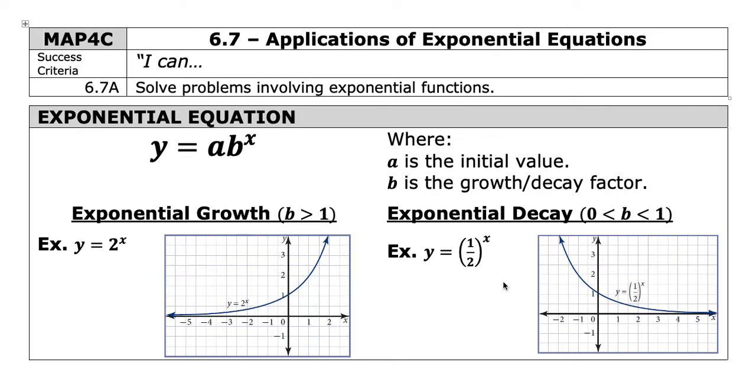MAP4C 6.7 Applications of Exponential Equations. Previously, we learned about the exponential equation in the form y is equal to ab to the power x, where a is the initial value and b is the growth or decay factor. So whether this function increases or decreases depends on the decay factor, b, in this equation.